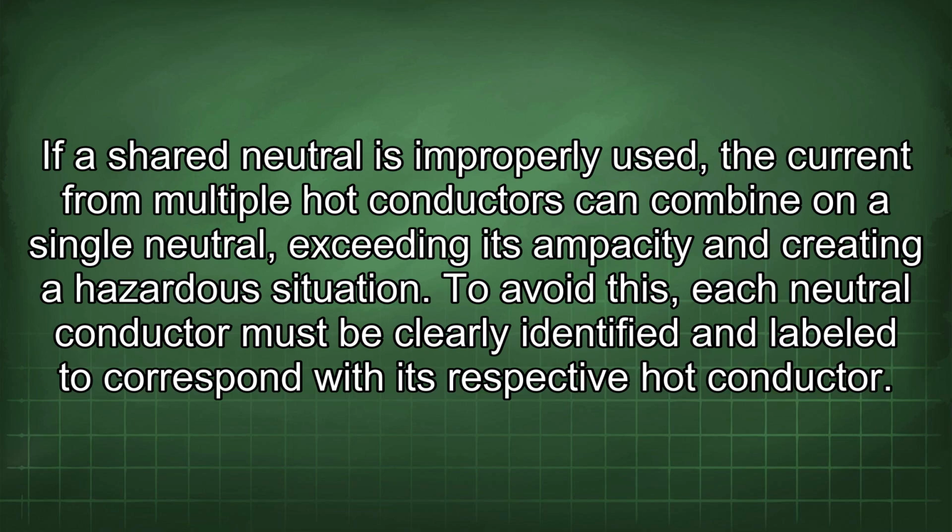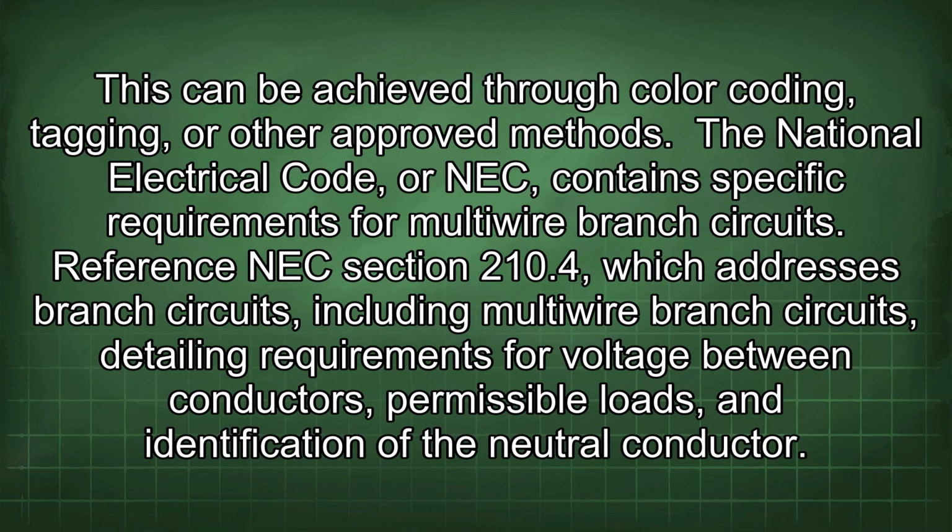To avoid this, each neutral conductor must be clearly identified and labeled to correspond with its respective hot conductor. This can be achieved through color coding, tagging, or other approved methods. The National Electrical Code, or NEC, contains specific requirements for multiwire branch circuits. Reference NEC Section 210.4, which addresses branch circuits, including multiwire branch circuits, detailing requirements for voltage between conductors, permissible loads, and identification of the neutral conductor.